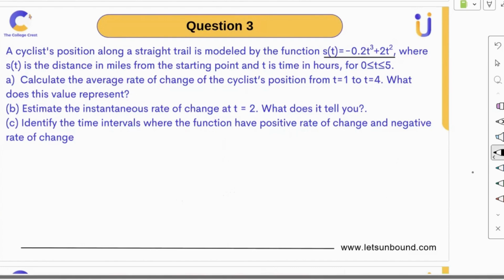And we are going to analyze this for 0 to 5 hours only. Now calculate the average rate of change from 1 to 4. What does this value represent? Estimate the instantaneous rate of change at t equal to 2. What does it tell you?